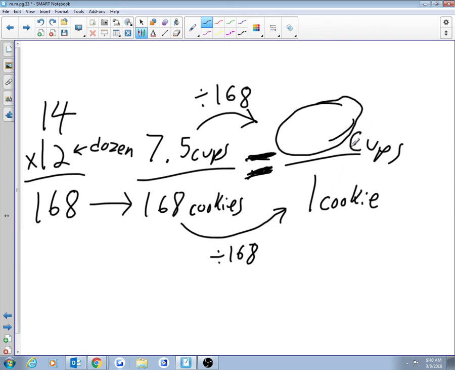Make sure you're labeling this. With this, you can't just write 1 letter. You would write out the whole thing. But make sure you're labeling your proportions.